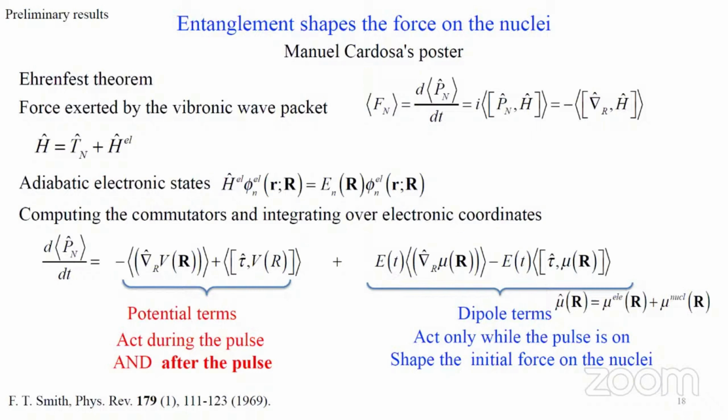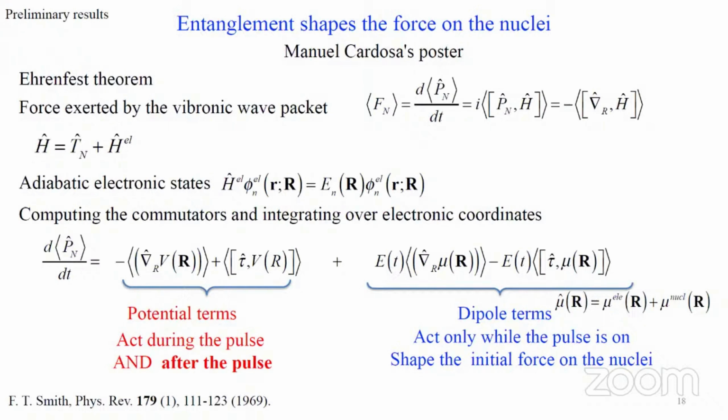A term that depends on the potentials. This term is rather well known, right? It's the mean value of the gradient of the potential. And you also have the mean value of the commutator of the NAC with the potential. It is also a known term. It appears in the semi-classical dynamics description when you want Ehrenfest dynamics, for example, when you want to include the effect of non-adiabatic coupling. And then we have 2 terms that depend on the dipole.